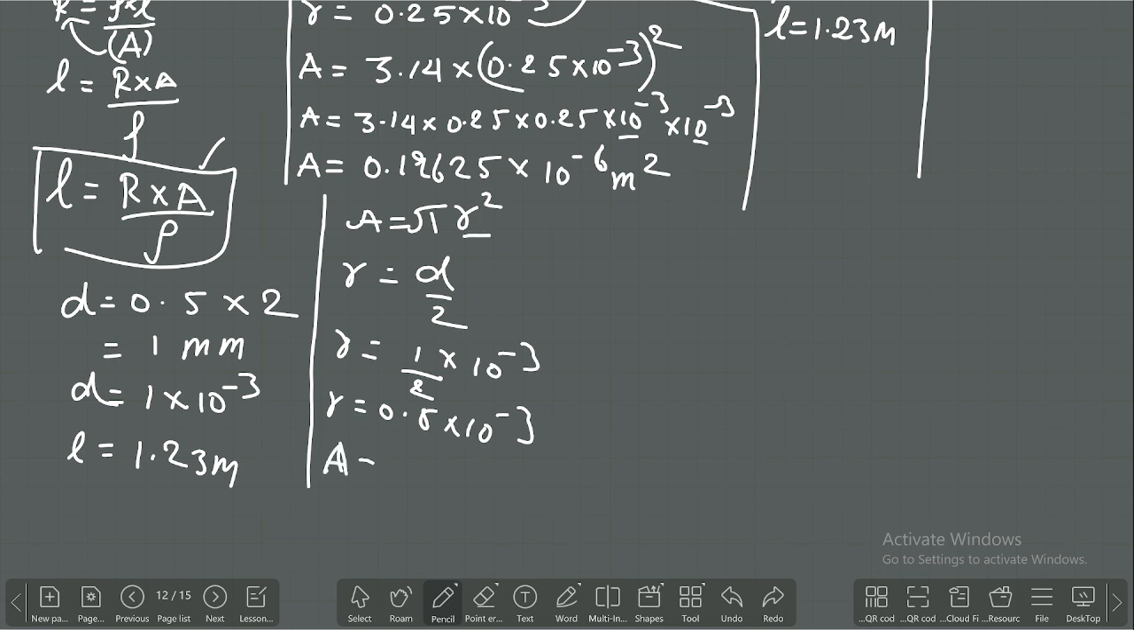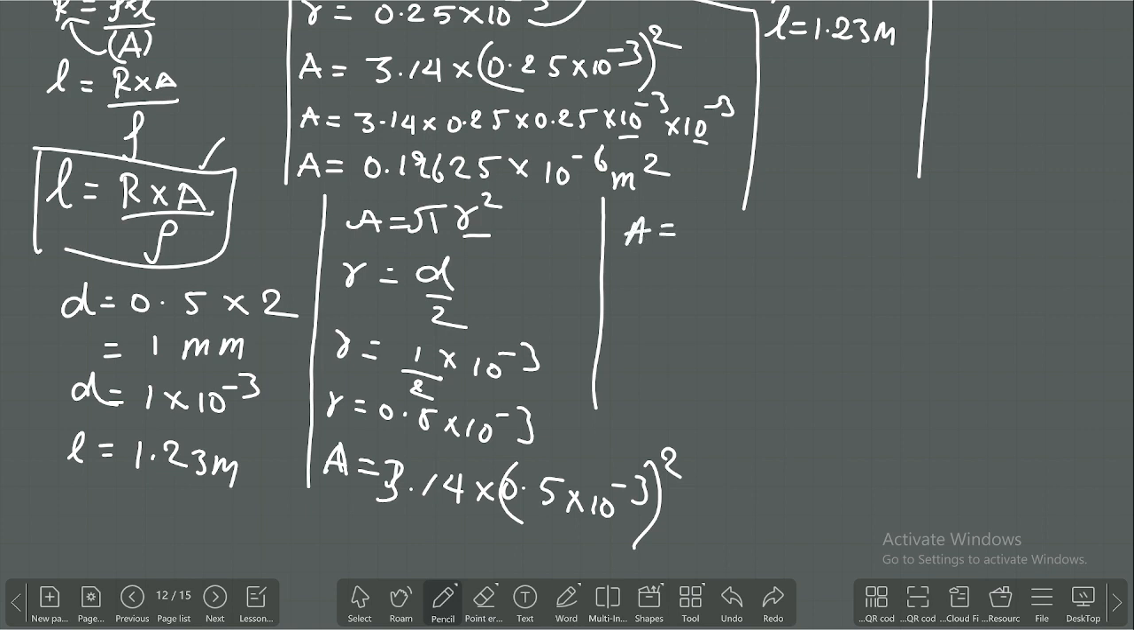So A is equal to pi. What is the value of pi? 3.14. And what is the value of R? We calculated 0.5 into 10 to the power of minus 3, the whole square. So A is equal to 3.14 into 0.5 the whole square, which becomes 0.25, into 10 to the power of minus 3 the whole square, which becomes 10 to the power of minus 6. Now we got the value of area also. We will simplify further.